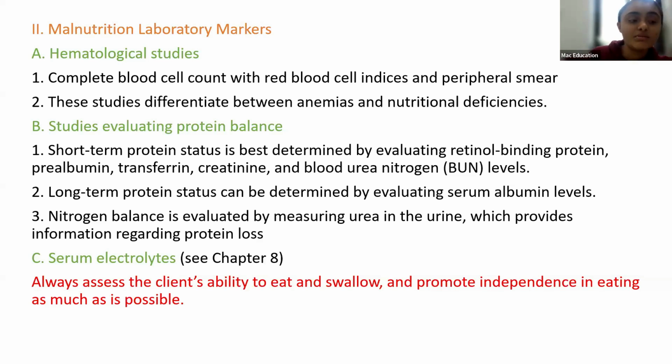The red point that you have to remember is, what was that? Check client's ability to swallow. Yes. Before giving the food, we have to always assess the client's ability to eat and swallow. Next, what? Yes, we have to promote the independence of a client in eating as much as it is possible. You cannot make the client dependent on someone for eating. You have to maintain the independence of a client.